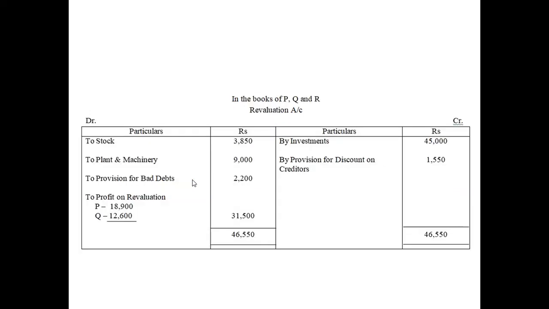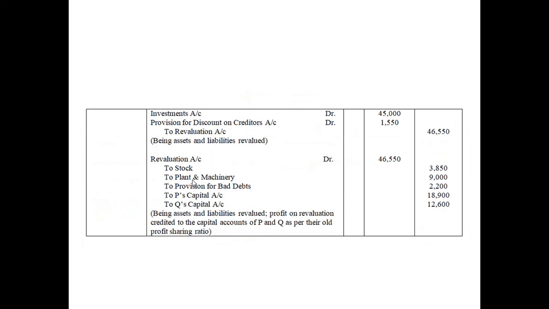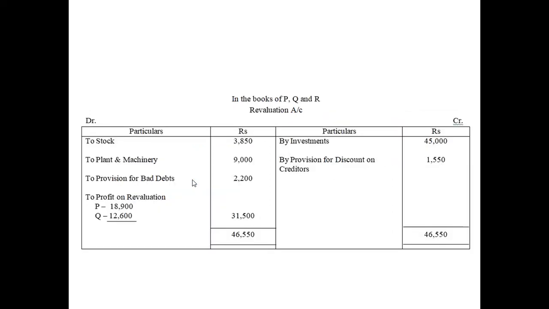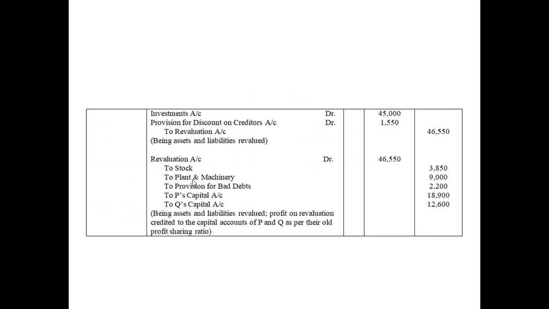Now if you again look at this revaluation account, you can see stock is debited, plant and machinery is debited, and provision for bad debts is also debited with these various amounts, including the profit on revaluation. So you can do the compound entry here, that revaluation account will be debited by the amount of 46,550, and these items, as we have mentioned here, these items 1, 2, 3, 4 items will be credited here, okay. To stock, to plant and machinery, to provision for bad debts, to P's capital account, and to Q's capital account, okay. So this is it.